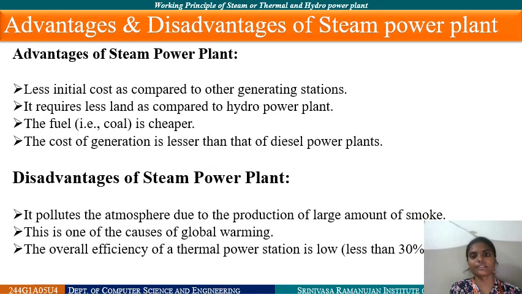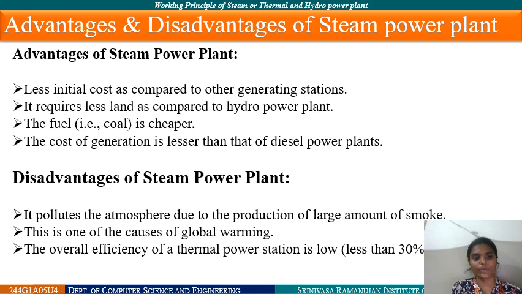Advantages and disadvantages of steam power plant. Advantages of steam power plant: less initial cost as compared to other generating stations. It requires less land as compared to a hydropower plant. The fuel, that is coal, is cheaper. The cost of generation is lesser than that of diesel power plants.